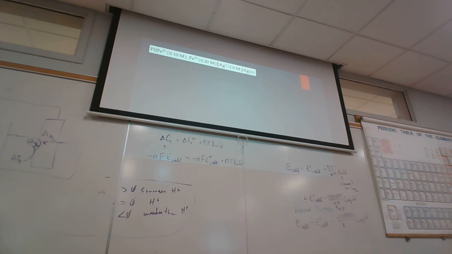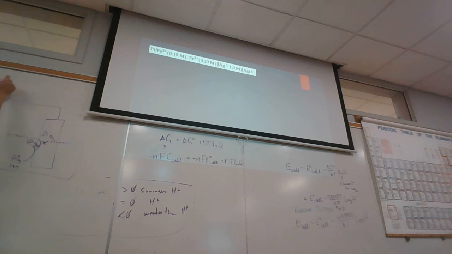So under standard conditions, this is what we have to have. We need iron 2 at 1 molar, we need iron 3 at 1 molar, and we need silver ions at 1 molar. Then everything's under standard conditions. If it's under standard conditions, then we can calculate the cell potential.